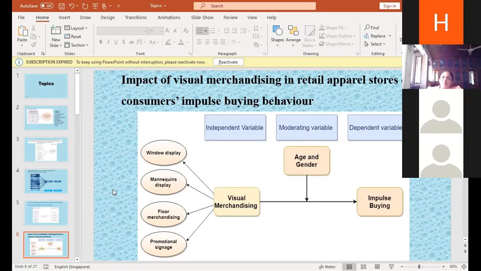And then you have the impulse buying. This is as against the rational buying. To what extent would these visual merchandising techniques affect a person to make an impulse purchase? Is it quantitative or qualitative research?